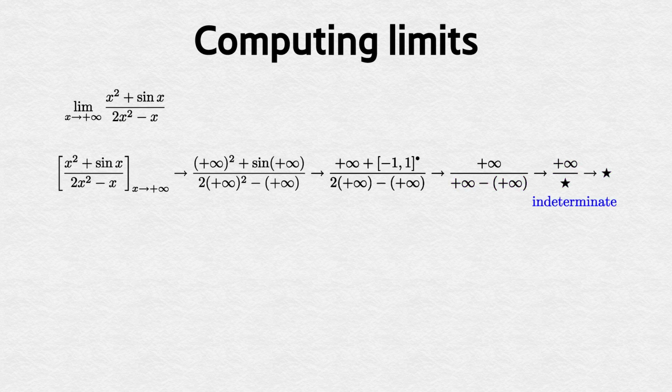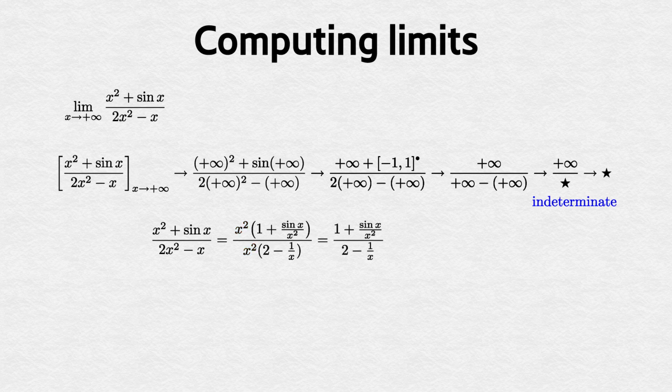Rats, this is indeterminate. Well, we see a star in the denominator, so we should factor out the largest term. While we're at it, let's do the same for the numerator. X squared plus sine of x over 2x squared minus x, factoring out the x squared and canceling it, gives us 1 plus sine of x over x squared over 2 minus 1 over x, as long as x is not equal to 0.